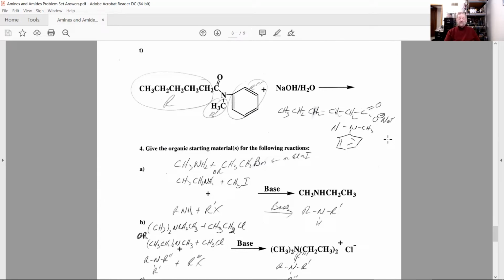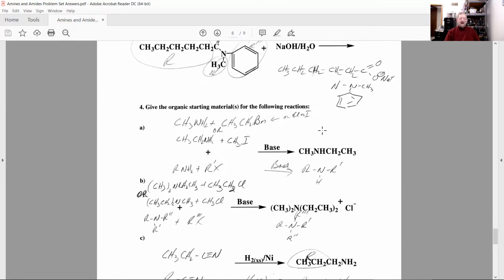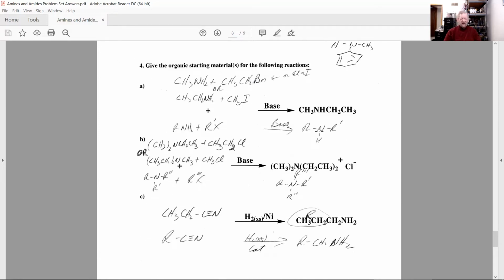Oops. Uh-oh. Mistake time. The second N should be a hydrogen, or should be a methyl. That should be a hydrogen, not a nitrogen. This should be a hydrogen here. All right. And here, number 4, I gave you some actual practice problems for doing the synthesis problems.